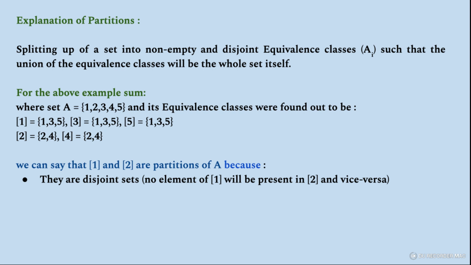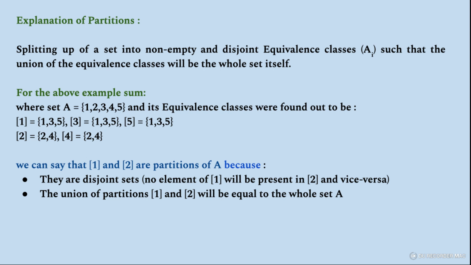They are disjoint sets, which means no element of equivalence class 1 will be present in equivalence class 2 and vice versa. So if you say that this equivalence class is a partition of A and this equivalence class is also a partition of A, then no element of equivalence class 1 should be in equivalence class 2 and vice versa. The union of the partitions, equivalence class 1 and equivalence class 2, will be equal to the whole set A itself. Now, what is the union of equivalence class 1 and 2?